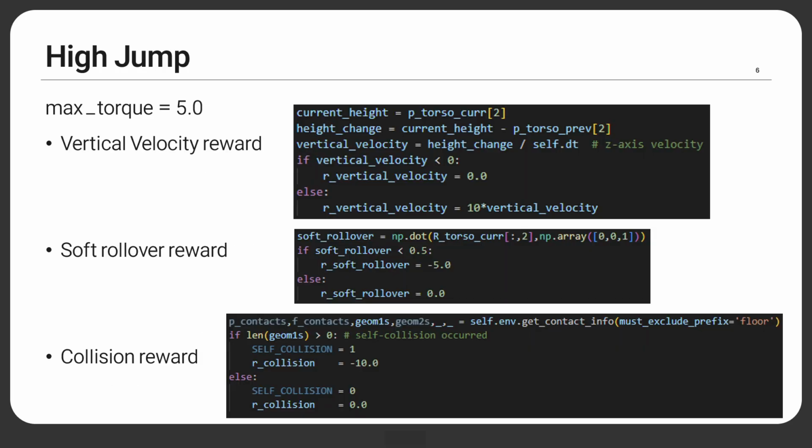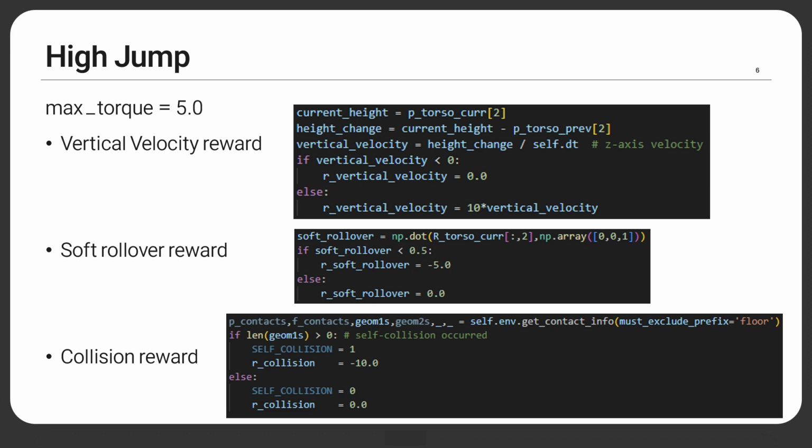The next task was high jump. Same as the standing long jump task, I put max torque at 5.0 because this is also a jumping task, so we need enough power to jump.